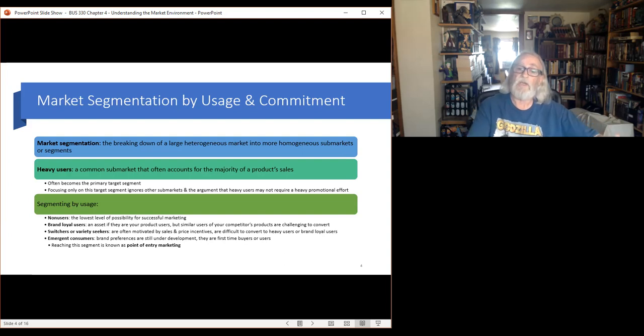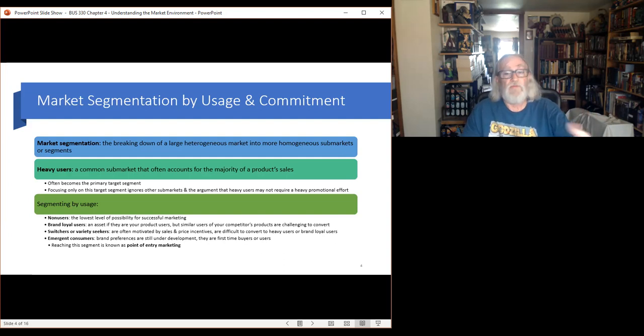And brand loyal users are the same thing. Maybe they're not quite as heavy as the heaviest users, but they are such a challenge. And certainly people who switch or are looking for variety or something new or a better deal are simply not often going to become your heavy users unless you can really wow them and win them over.